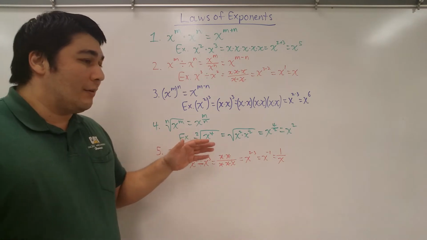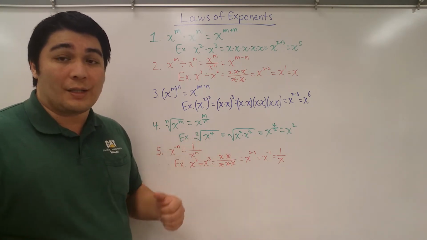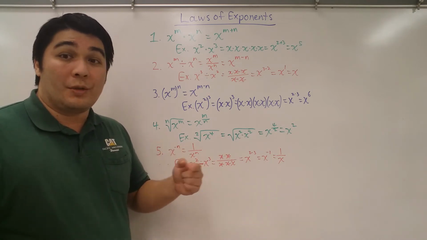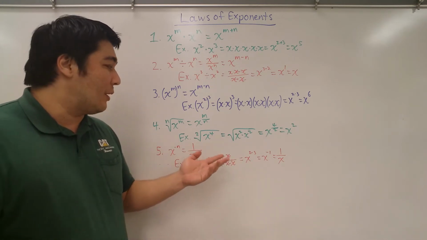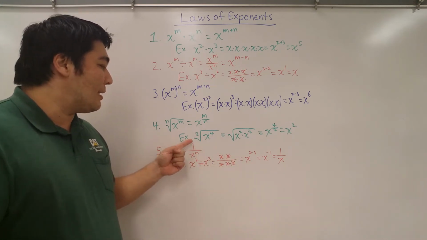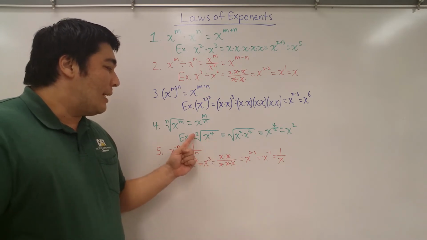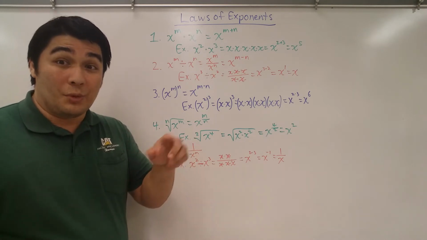Now I could just show you some examples and appeal to the law itself and say, oh, there it is. But what I thought I'd do is appeal to one of the rules that we are already familiar with, which is to take square roots of different values. So for my example, I took the square root of x to the fourth power. Now, this 2 over here, I wrote that just to show you that's what the root is.